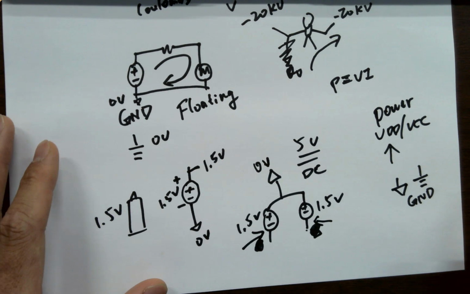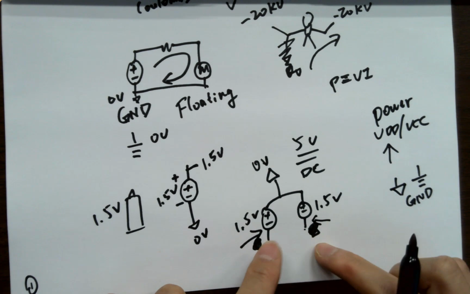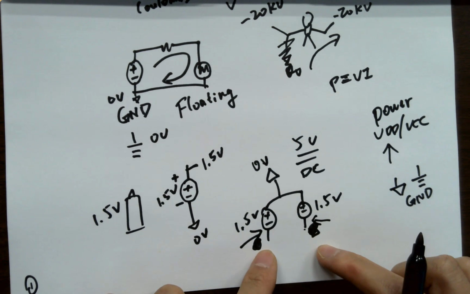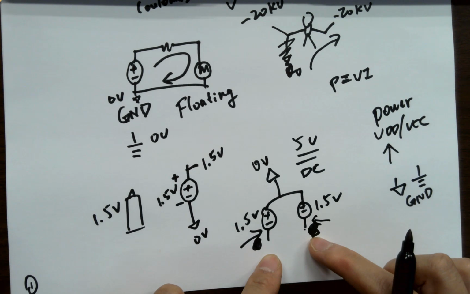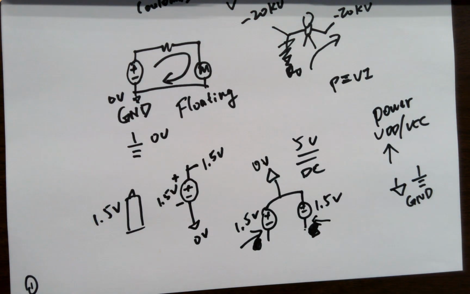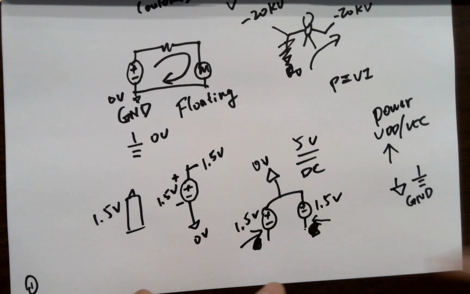Is it 3? 1.5. Or not 1.5. They will be different. Oh, they'll be the same. Sorry, they'll be the same. Is this allowed? I'm grounding the anode of the battery. Why not? It's just grounded.